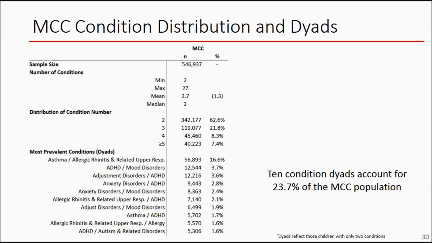And then as far as the dyad, among children who only had 2 conditions, which is the majority of this group, these are the top 10 dyads that show up, and they account for about 24% of the overall MCC population. Asthma, allergic rhinitis is number 1. Then there's a set of mental health comorbidity, which I have more in my discussion. I think that needs to be digested a little bit, whether these are distinct conditions or whether they represent presentation of mental health symptoms that get diagnosed differently over time. It's for discussion, but at a minimum, they are coming into and utilizing the healthcare system with these different diagnoses.